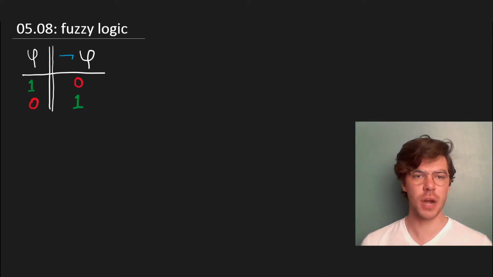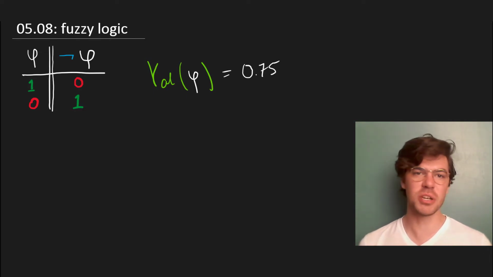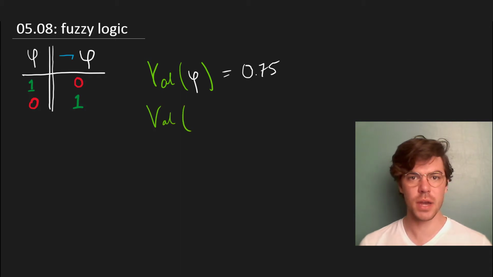So let's see how this works with fuzzy values. Let's suppose that the value of phi is equal to 0.75. That is to say, phi is 3/4 true or something like that. Then the value of not phi will just be 1 minus the value of phi. So we'll say the value of not phi is equal to 1 minus 0.75, which is 0.25.